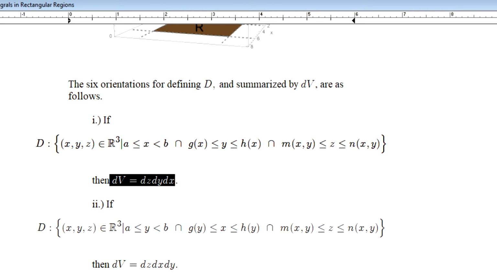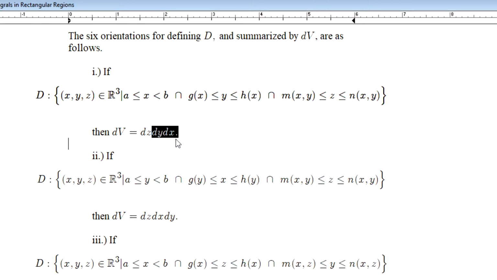Whereas one thing we could consider doing here is swapping x and y's roles in our description of R. In our second setup here, what you will notice is that y is now being considered to be bounded between the constant bounds from a to b, and it's x that is now between functions, g of y and h of y. We have made no change to z. In that case, dv would be summarized as dz dx dy.